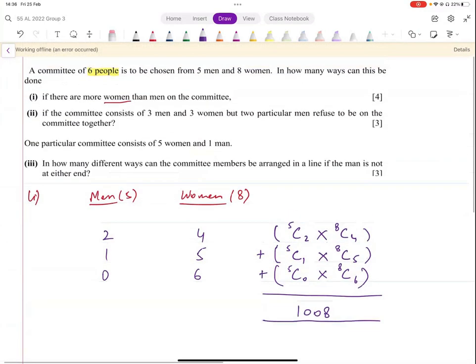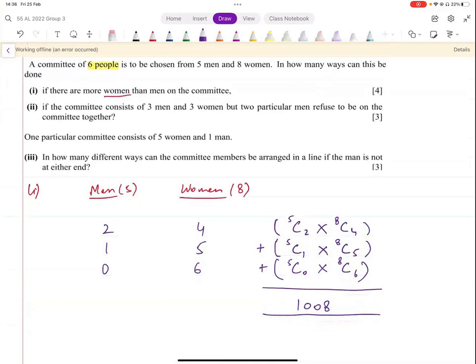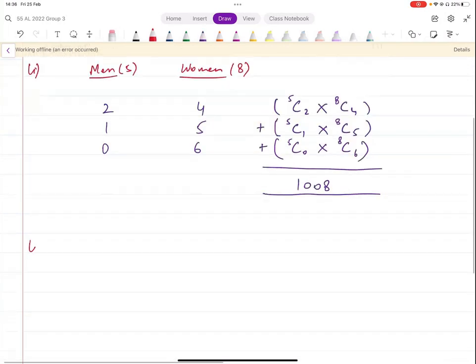Apne wo teen possible cases the, apne unko list down kar liya. Okay, so this is what you get. That's the total number of committees we can have if the number of women has to be more than the number of men. Let's look at the second part.